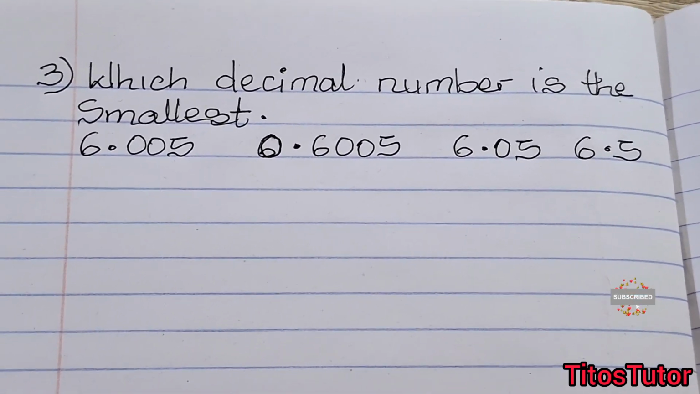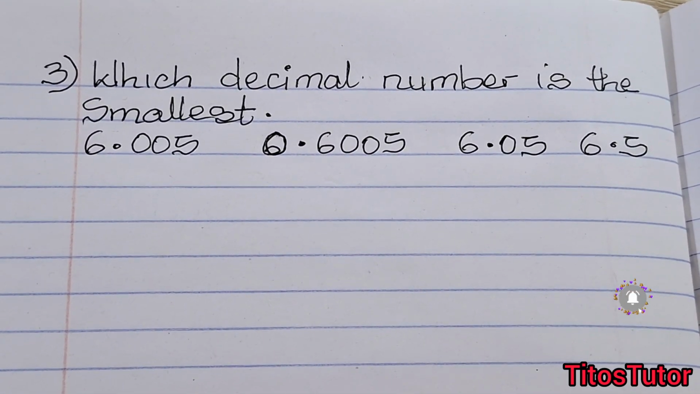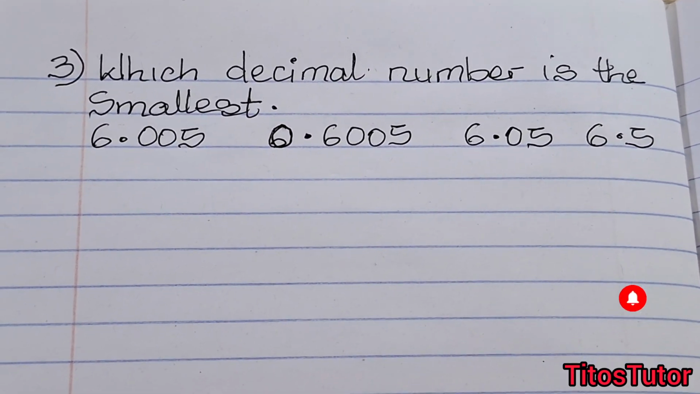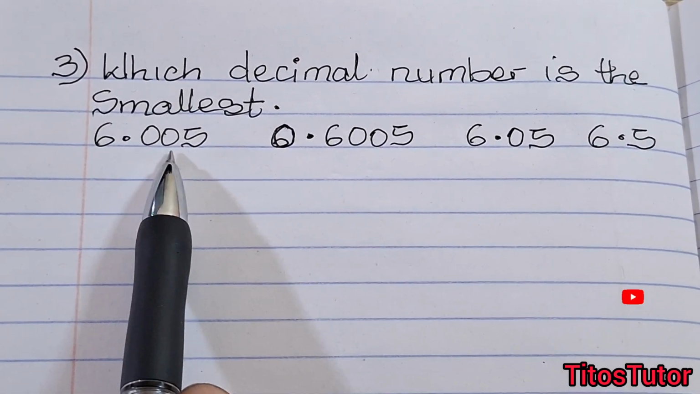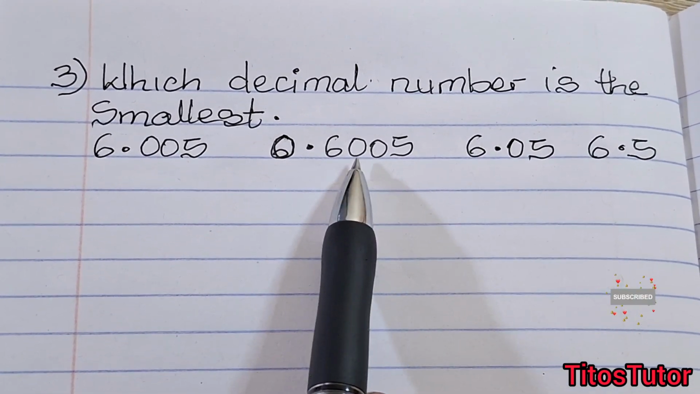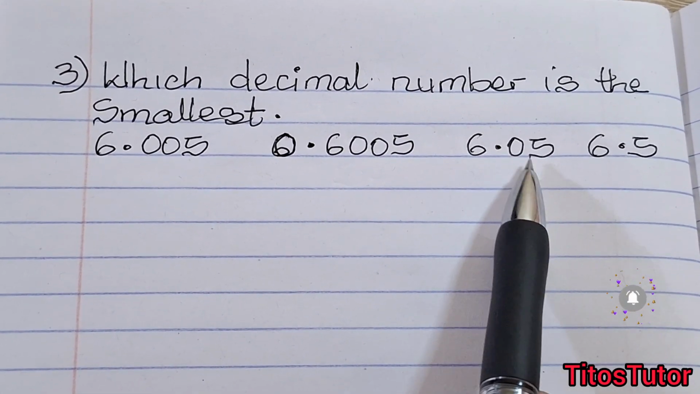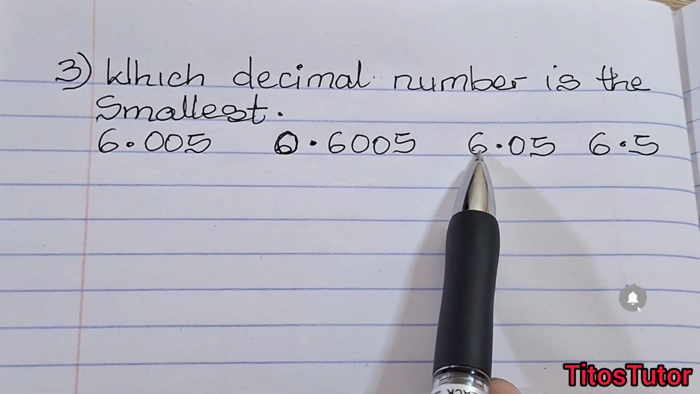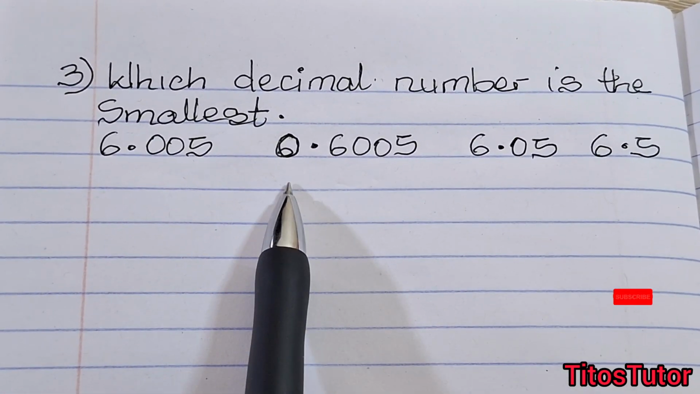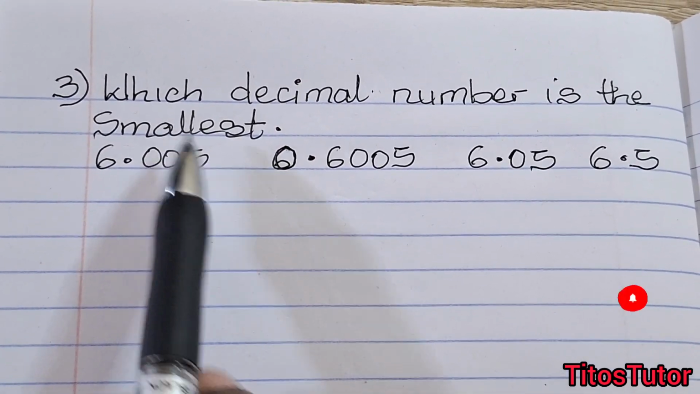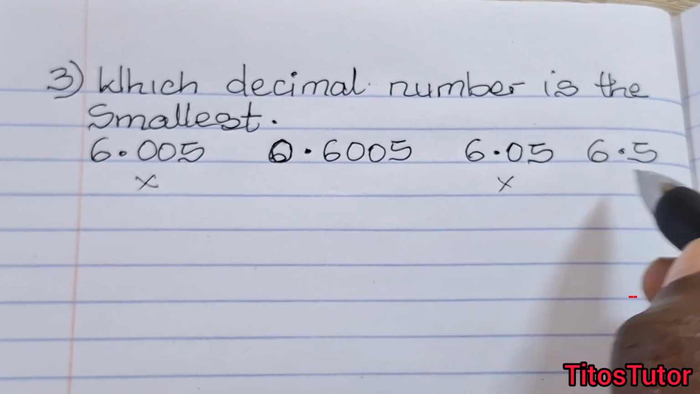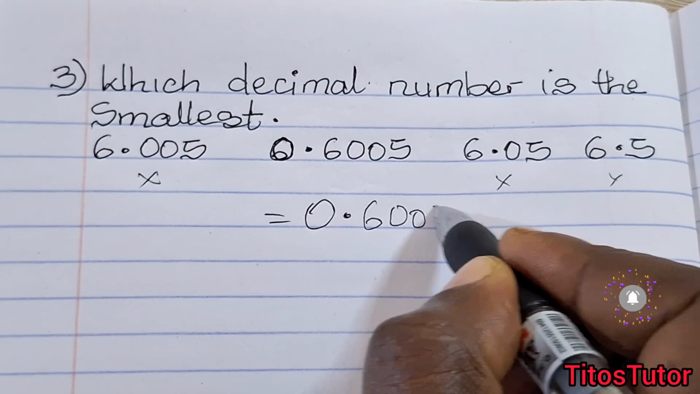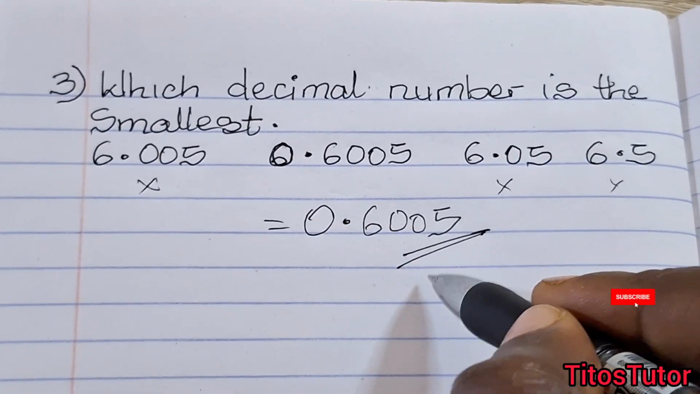All right, here's our number 3 on our today's pop quiz. Which decimal is the smallest? We have 6.005, 0.6005, 6.05, and 6.5. 6 is bigger than 0. Elimination method. I need to find the smallest. This isn't. This isn't. This isn't. Final answer: 0.6005 is the smallest.